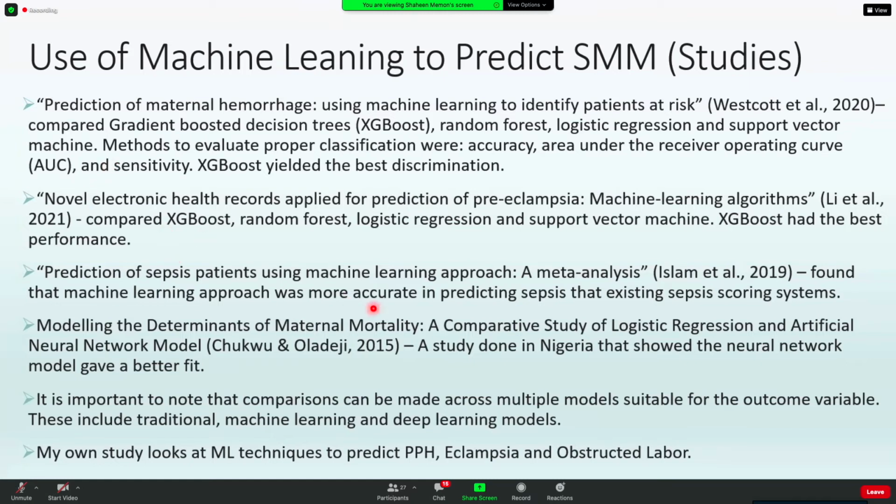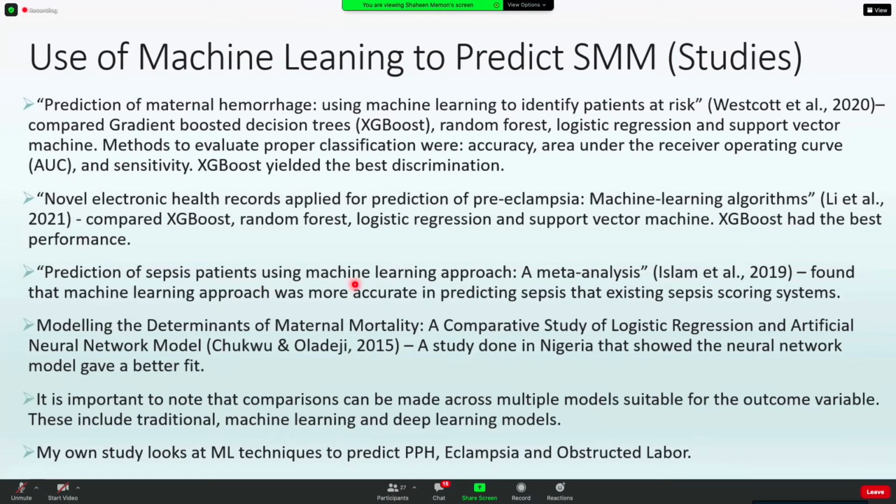As you can see, I had made quite a big presentation, but I was worried that I wouldn't be able to present everything. There are more studies, like novel electronic health records applied for prediction of preeclampsia using machine learning algorithms. They also found that XGBoost had better performance than the other models.